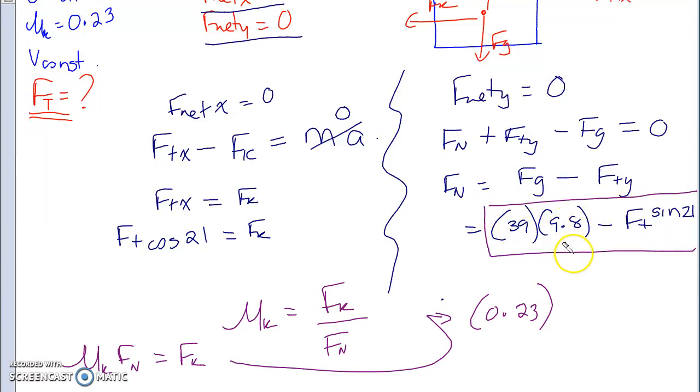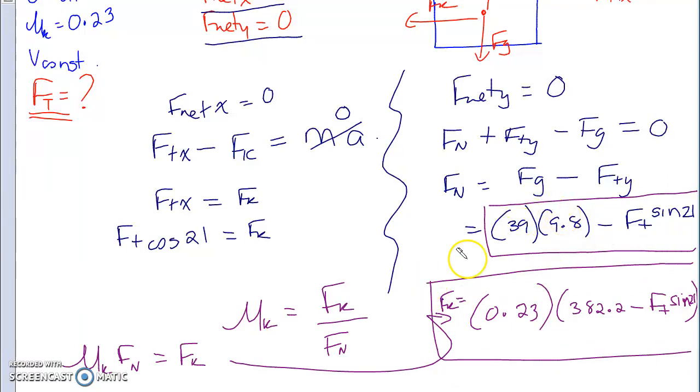By the way, can you tell me what 39 times 9.8 is? So this is 382.2 minus Ft sine of 21. This is your Fk. Does that make sense? What we've done is taken mu k and multiplied it by this whole statement right here. So we go back to this equation, and we're going to work with that equation now to solve for this problem.